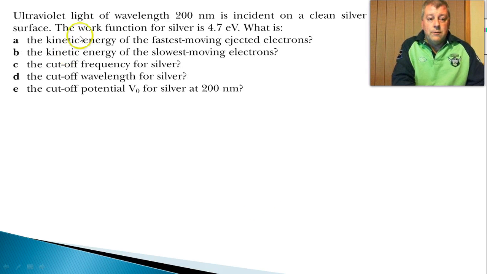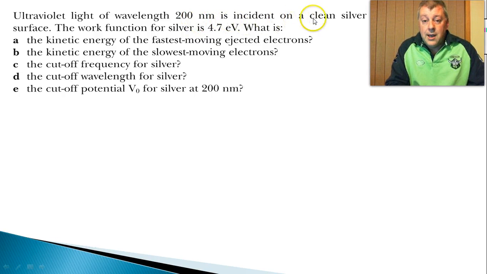Now here's another one. Ultraviolet light of wavelength 200 nanometers is incident on a clean silver surface. The work function for silver is 4.7 eV. Now these are some typical questions that you might be asked. What is the kinetic energy of the fastest moving ejected electrons? The kinetic energy of the slowest moving electrons? The cutoff frequency for silver? The cutoff wavelength for silver? And the cutoff potential, or V-stop, for silver at 200 nanometers wavelength.